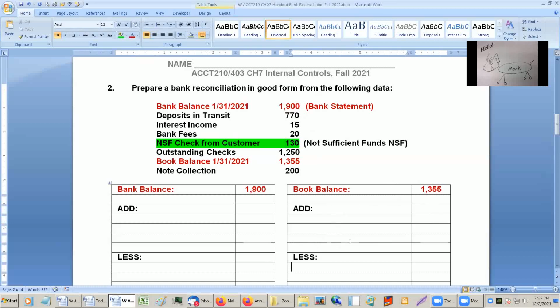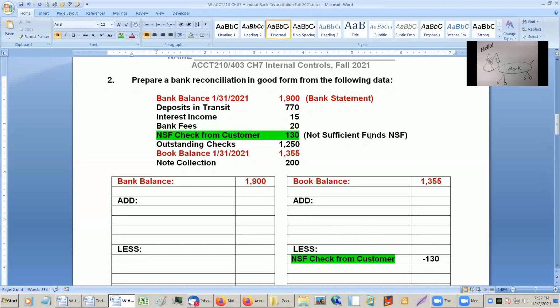So I will do this one together and then I'll let you guys do the other ones. And again, this is from the customer, not us. We didn't write the check. Okay, so I'll be quiet and see if you guys can figure this out.